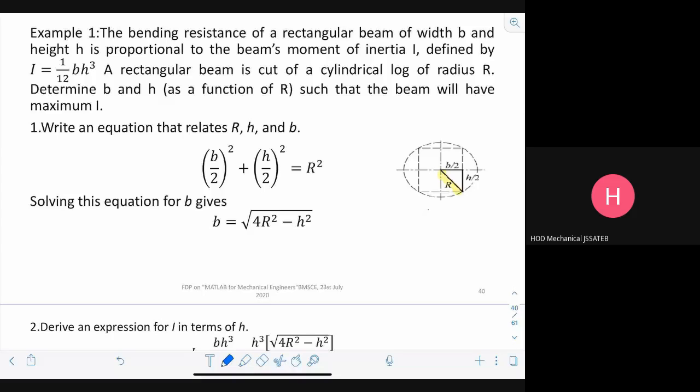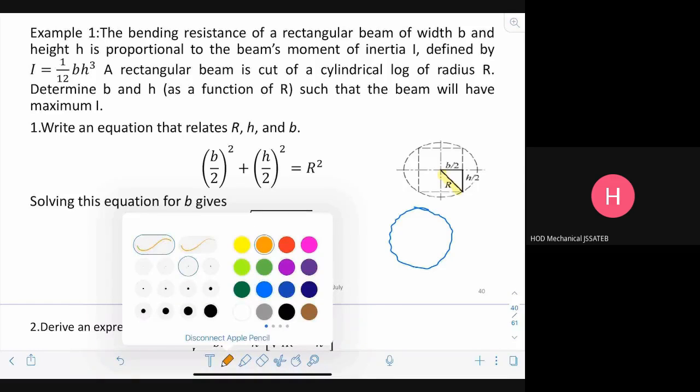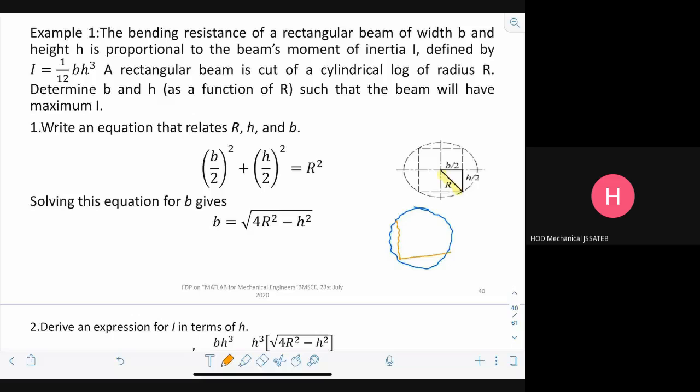So when you have a log of wood of capital R radius, I can cut a rectangle of this size, or I can get a rectangle of some other size. Therefore, there are infinite possibilities of b and h. But I should cut it in such a way that I should be maximum because, bending resistance, M by I equals sigma by y. So you want maximum bending moment to be taken, I by c should be maximum, which is the section modulus. Therefore, we would like to look at optimizing the value of I in this particular exercise.